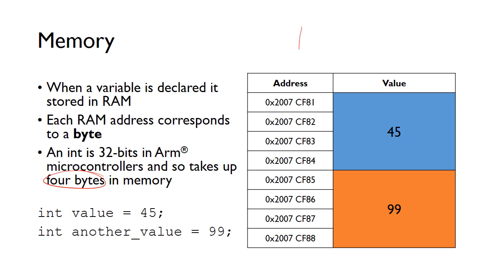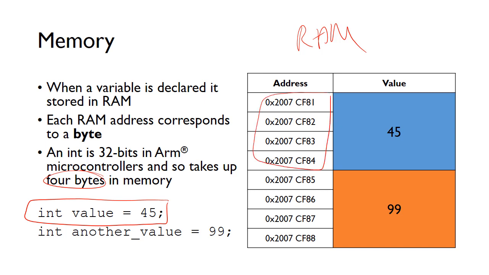So imagine this is some part of RAM. These are some random memory addresses. For example, when you create a variable, int value equals 45, we've assigned the value 45 to it. It's going to be 4 bytes, so these 4 slots in memory will contain the 32-bit value that corresponds to 45. And then we might create another variable. In this example, we're going to store 99. Then the next 4 slots in memory will be used to store that variable.